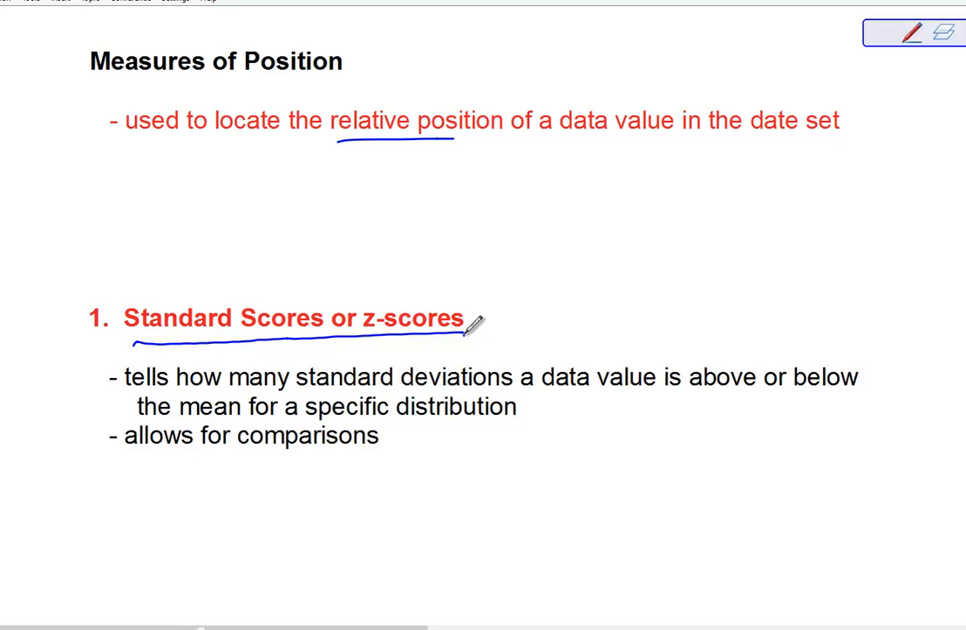These z-scores tell us how many standard deviations a data value is above or below the mean for a specific distribution. Just like when we were looking at the empirical rule before, where we were looking at whether we were one standard deviation away from the mean or two standard deviations away from the mean. This helps us look at how many standard deviations we are away from the mean for each data value. The standard z-scores also allow for comparisons.